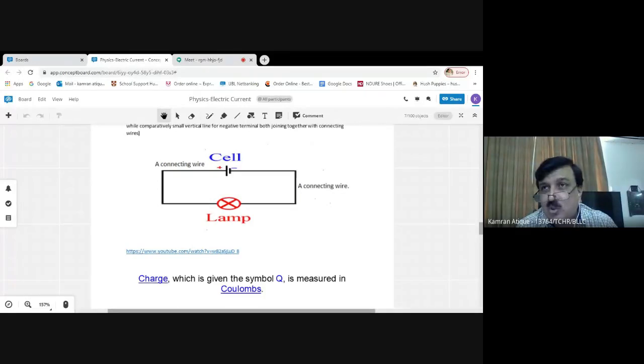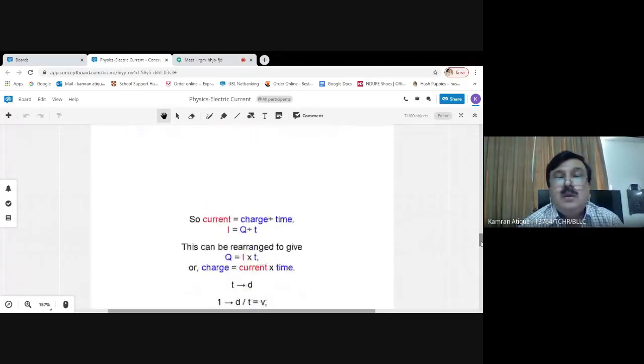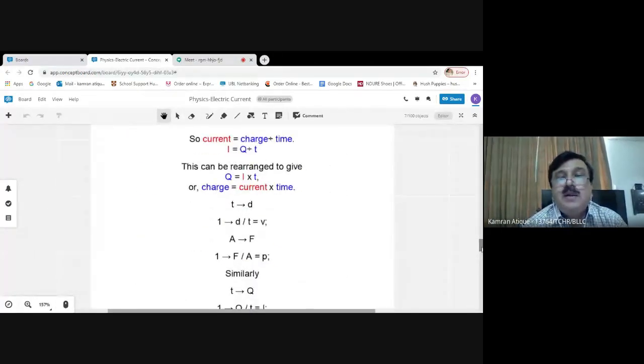Just like when you derived the mathematical equation speed equals distance over time, there you needed the symbols of distance and time, and then finally the symbol of speed was introduced. So by working on the same analogy, here I can work like that. Look at that.